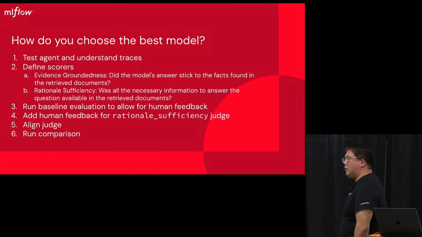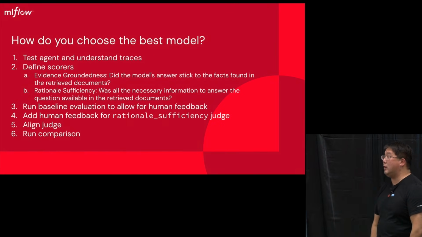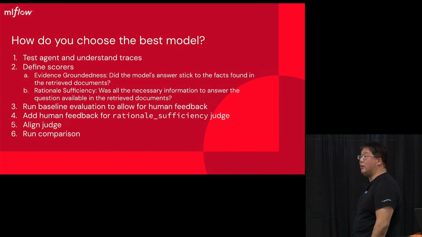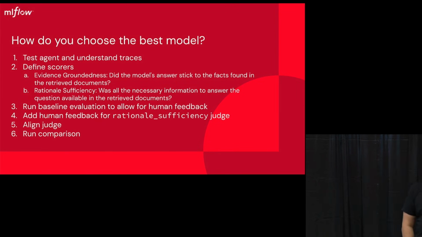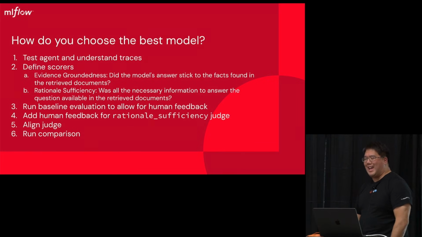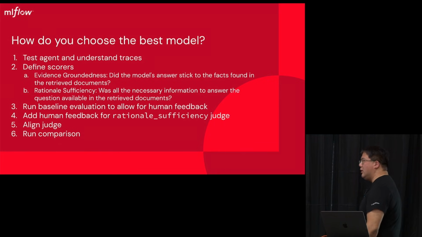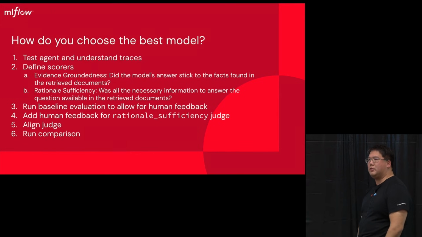Scores are basically how MLflow allows us to put metrics on said metrics. How do you evaluate these systems? How do you evaluate how well the model or the agent is doing? The two we're going to showcase here are evidence groundness and rationale sufficiency. What is evidence groundness? Did the model's answer stick to the facts in the actual documents? After all, you're worried about hallucination.